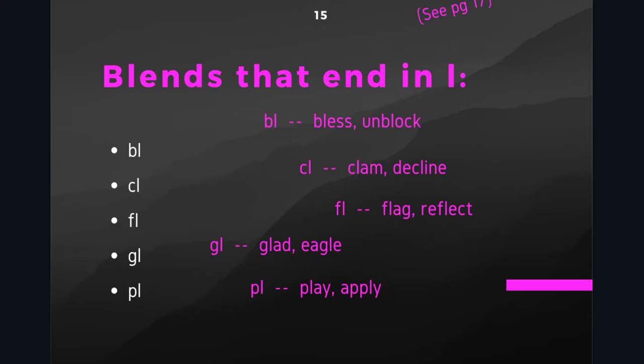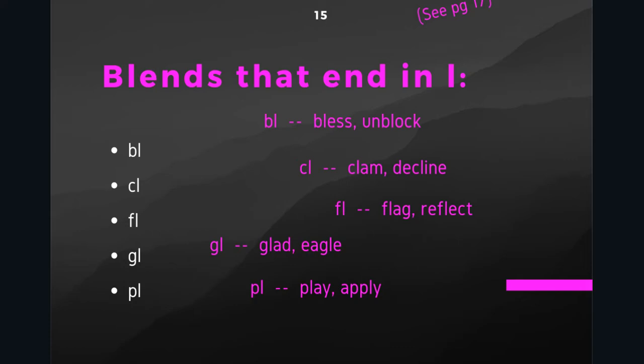All right, so now if we look at page 17, blends that end in L. So you're going to see that little horizontal rectangular box that has these in it in the book: BL, CL, FL, GL, PL, right? So BL, bless, unblock, and same thing here. You'll see examples and then lines. So they give you two examples and they want you to come up with the third. We can talk about this today when we do Collaborate.